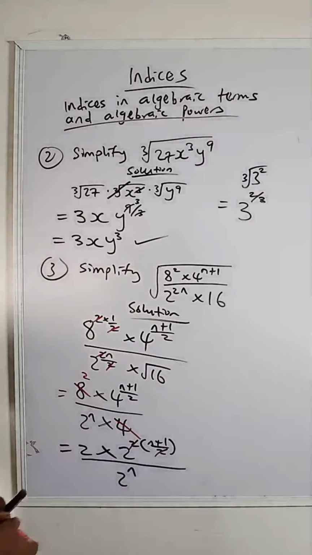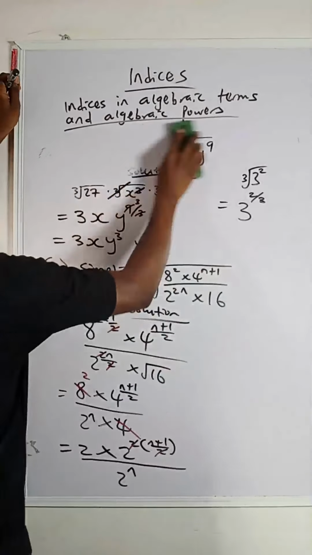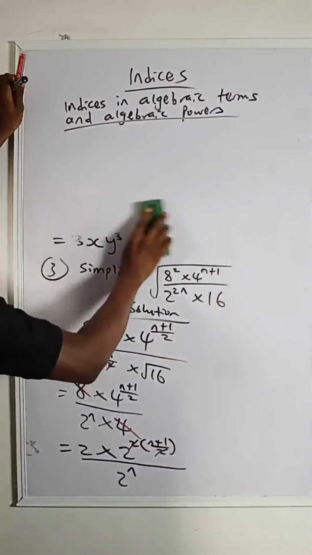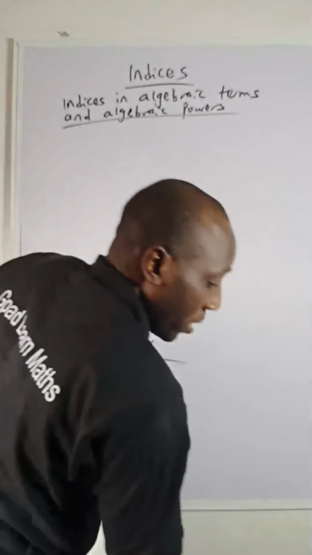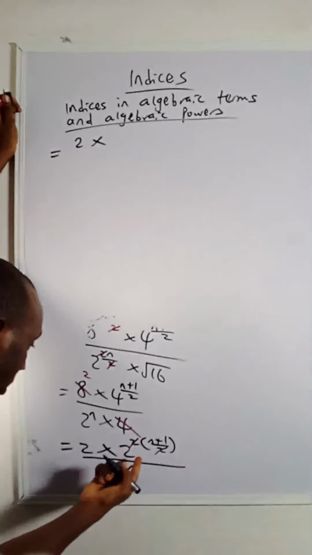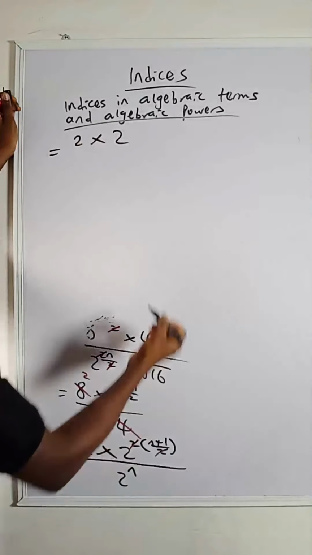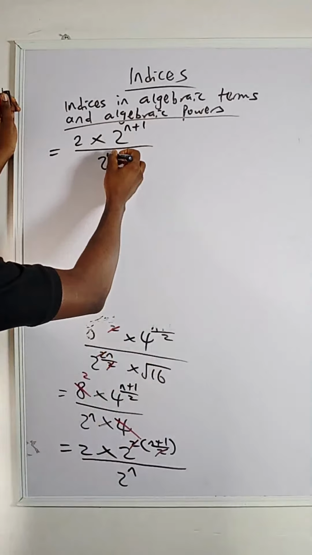Interesting, right? So let me clean. Hope you can see what I did there. Let me clean what I have up here and then complete it. Sorry, I don't need to clean that. So see what I have. This is equal to what? 2 times 2 raised by what? n plus 1, all divided by 2 raised by n.